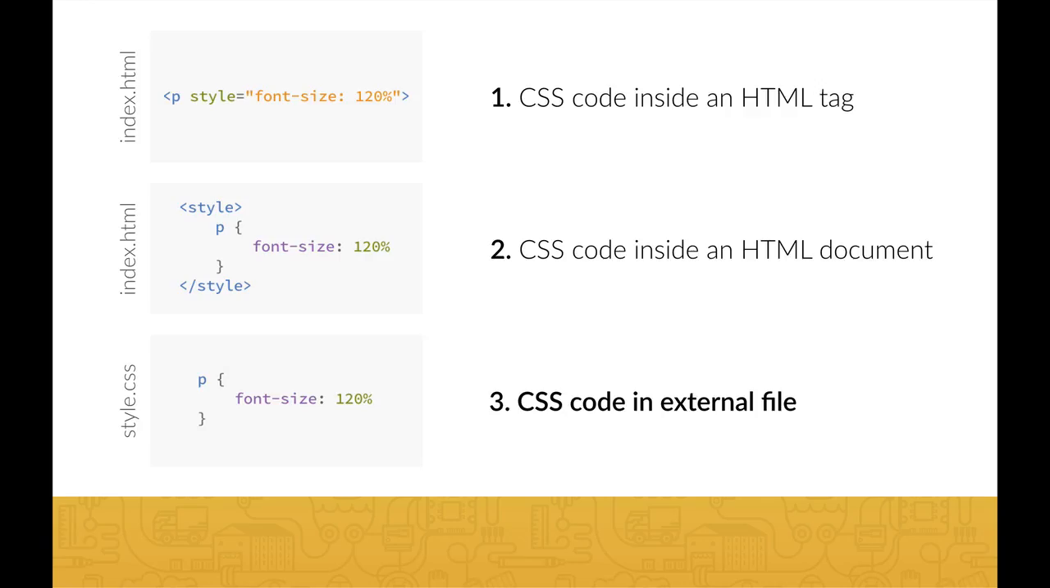So how are we going to use CSS in practice? There are three ways to use CSS. First, we can write CSS code right inside an HTML tag using the style attribute. Second, we can write CSS code in the head section of an HTML document. And third, CSS code can be put into an external file. And this is what we're actually going to do.